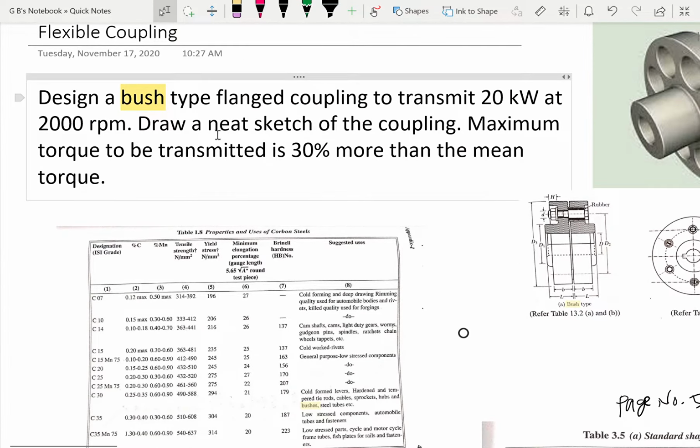Let us solve a typical problem. Here you have a question. Design a bush type of flanged coupling to transmit 20 kW at 2000 rpm. Draw a sketch of the coupling. Maximum torque to be transmitted is 30% more than the mean torque.